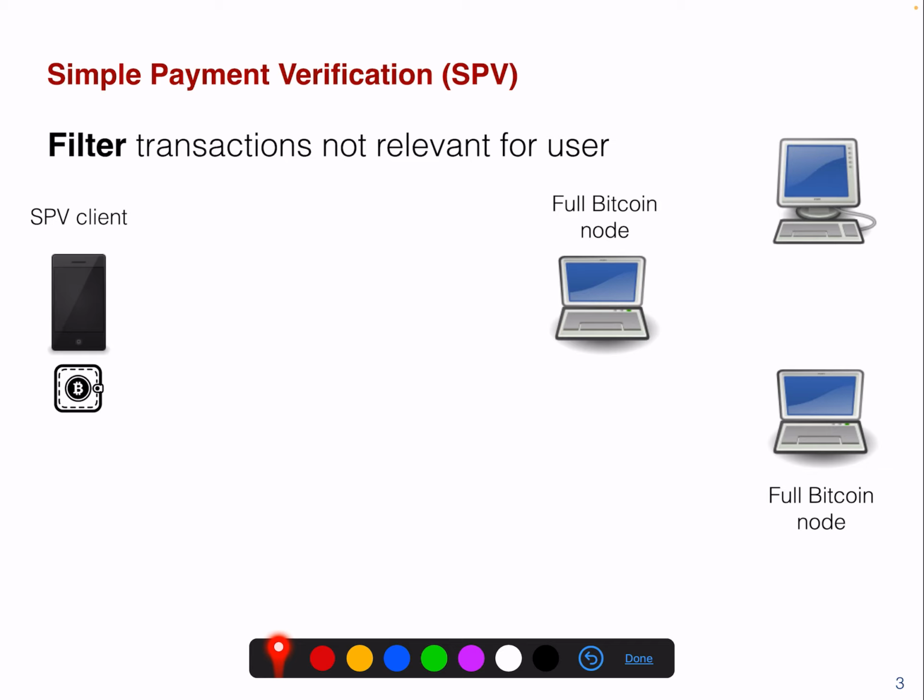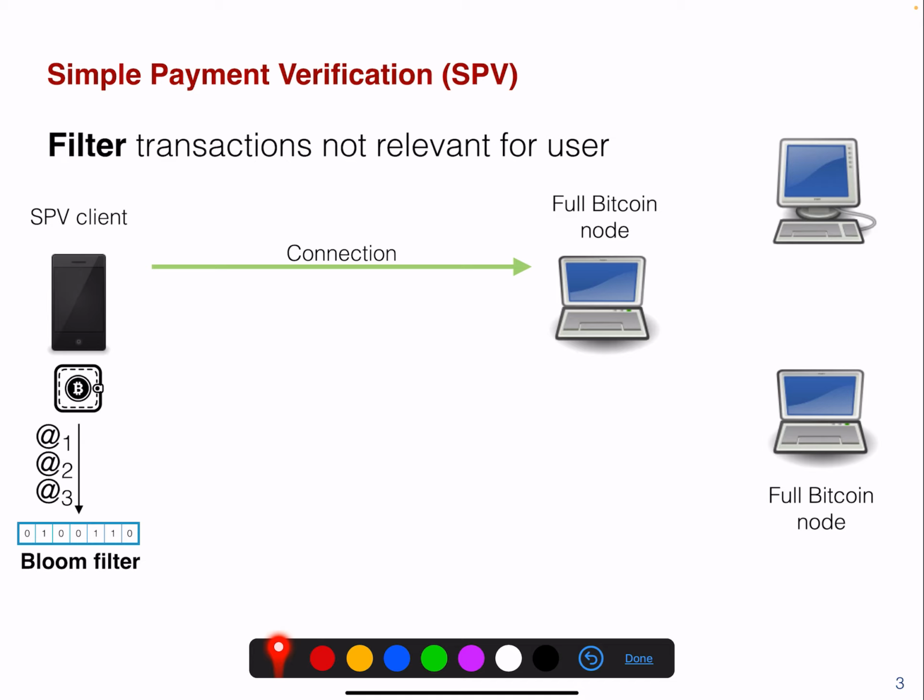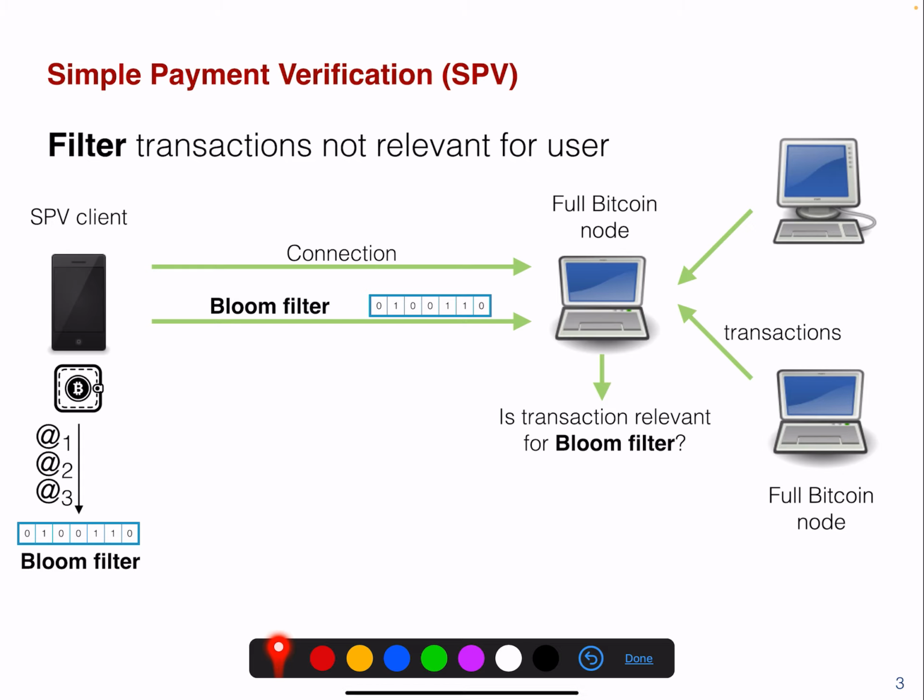Now, how can we use Bloom filters to filter transactions that are relevant for a particular user? Well, let's say we have an SPV client here, and we have a full Bitcoin node here. What we can do is extract the particular addresses of the wallet and insert them into a Bloom filter. Once we connect with a full Bitcoin node, we can also transmit the Bloom filter that we just created, right? This Bloom filter encodes what we're interested in. So the full node, upon reception of a particular transaction, will check whether this transaction is relevant for the Bloom filter. And if it is, it will send the relevant transactions to the SPV client.